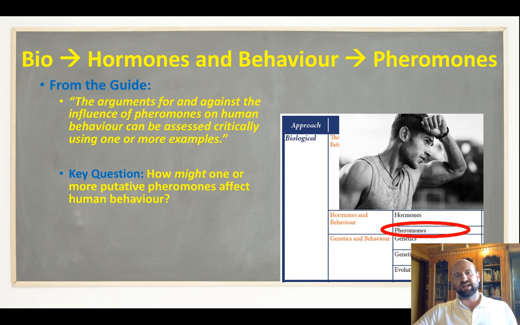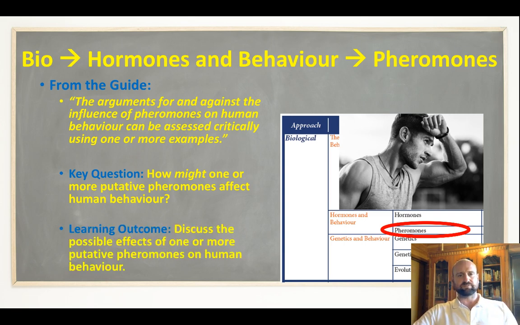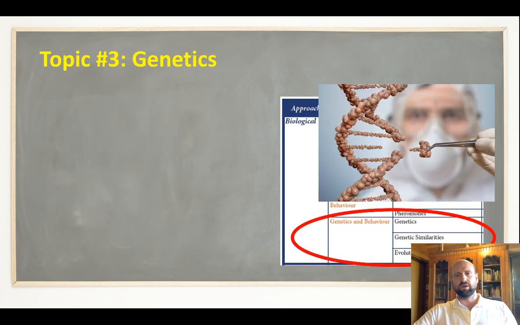And we're just simply adding an element of doubt here, right? I mean, how might, right? How could it? We'll get into the exam requirements later, but if we think short answer responses, they're not going to weigh both sides of the argument because that would be evaluation, critical thinking. So they are going to explain the one possible effect of a pheromone on behavior. So a learning outcome here I think is to discuss the possible effects of one or more putative pheromones on human behavior. Now we get into genetics, the third topic in the biological approach.